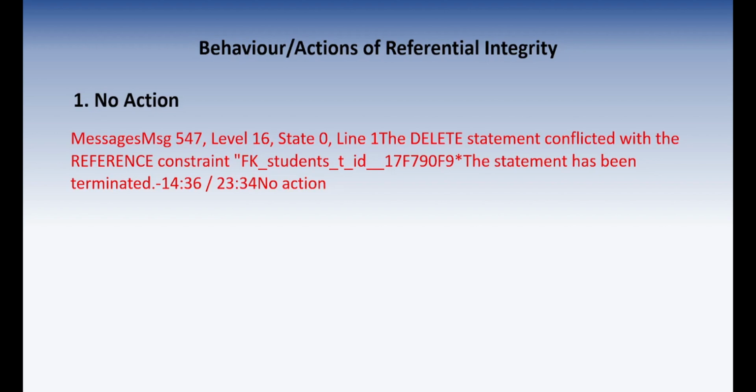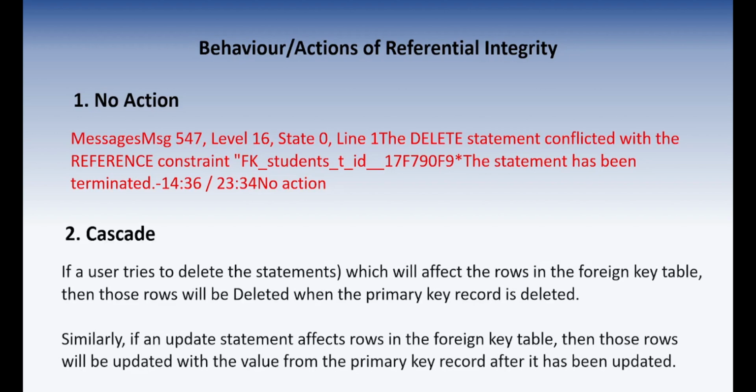You have seen the same error message in SSMS when we try to delete or update anything in the primary table. And now let's talk about the next behavior, which is Cascade. Let's understand the definition first, then we will go to the practical. If a user tries to delete a row that affects rows in the foreign key table, then those rows will be deleted when the primary key record is deleted. Similarly, if we use an update statement, it also affects the rows in the foreign key table, and those rows will be updated with the value from the primary key record after it has been updated.